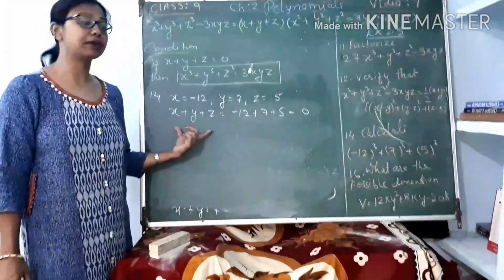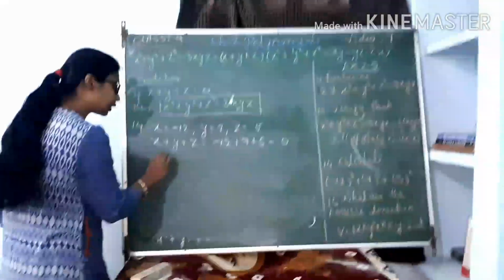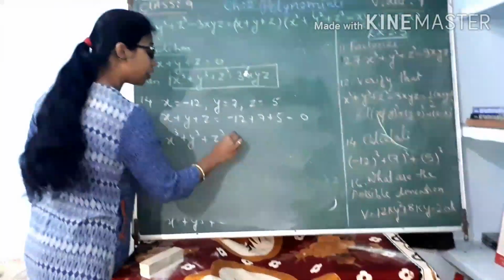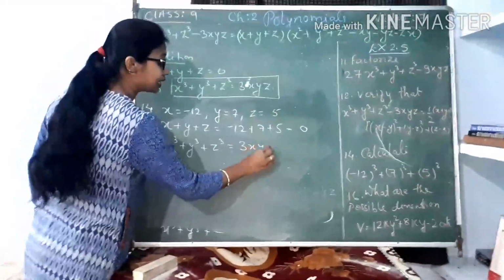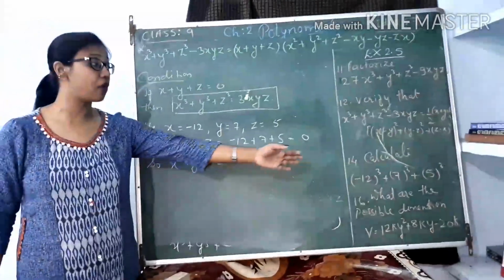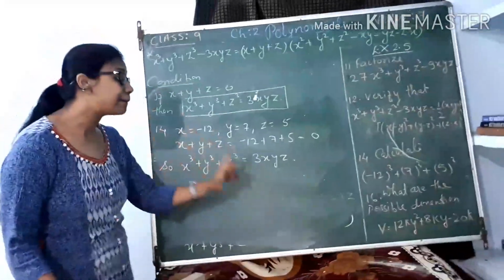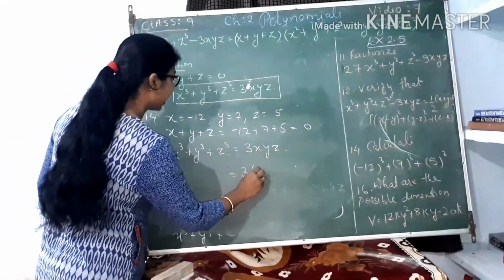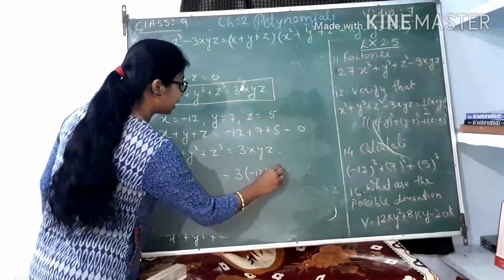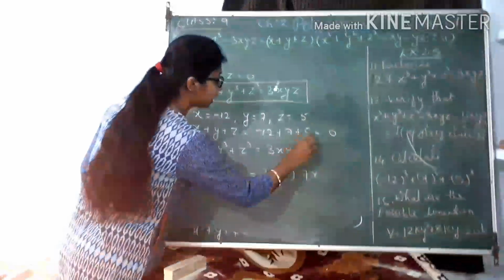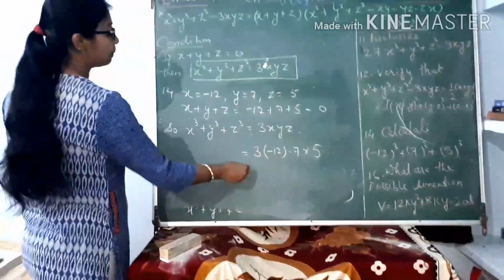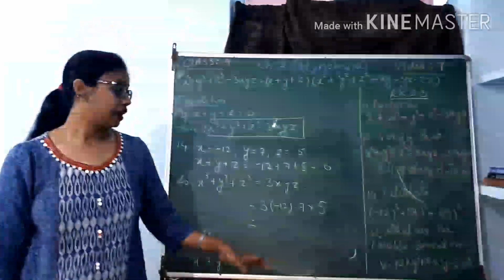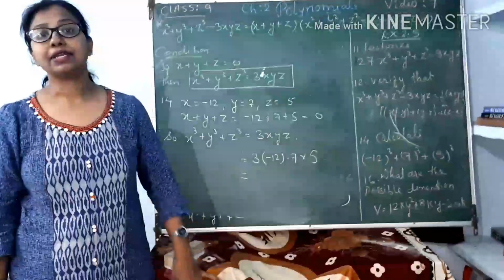When the sum of three terms is 0, remember, x cube plus y cube plus z cube is always 3xyz. So there is no need to take the cube of all these big numbers. You apply this formula directly. Here x is minus 12, y is 7 and z is 5. If you multiply them, you will get the solution. Understood?